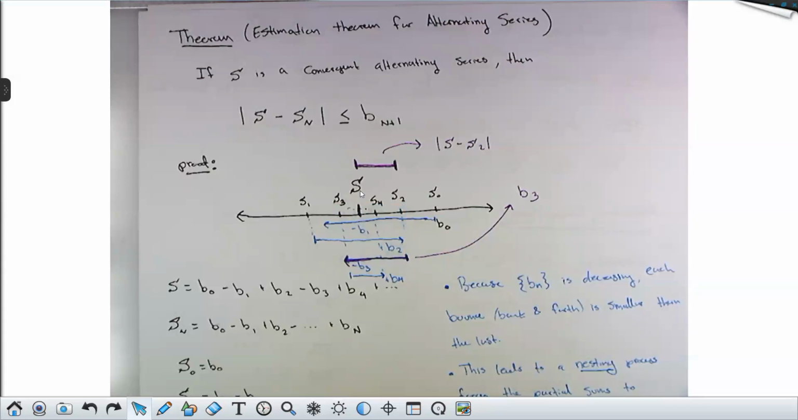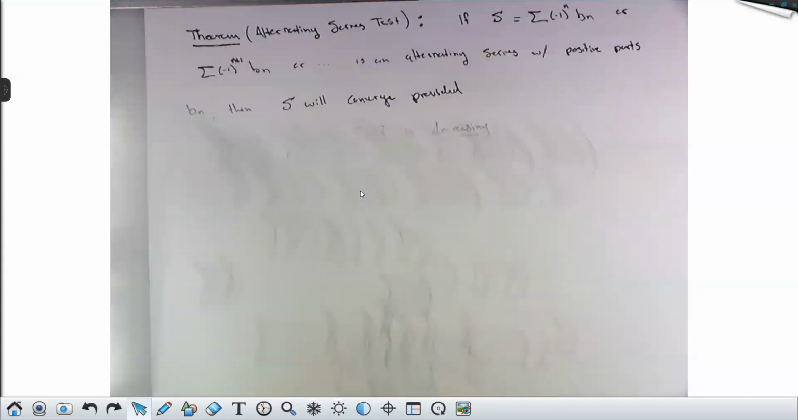And this works regardless of n, not just for n equals 2. This works for n equals 3, or n equals 4, or n equals 5. So how do we use it? Well, it tells us how many terms we need in a partial sum to get a desired accuracy.